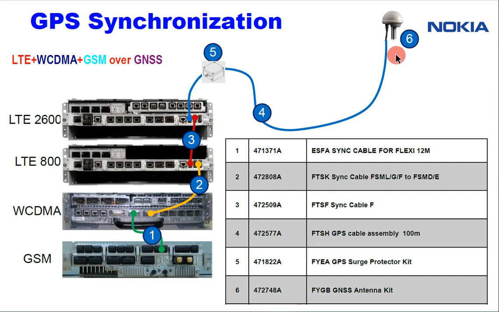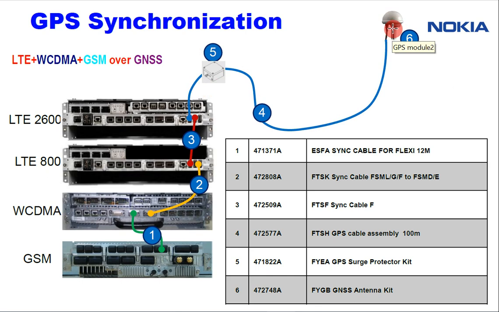So first, we will learn about number 6. This is the GPS antenna, you can say GNSS antenna also. This is your cable, and this is your GPS surge protector. Okay, so GPS synchronization.